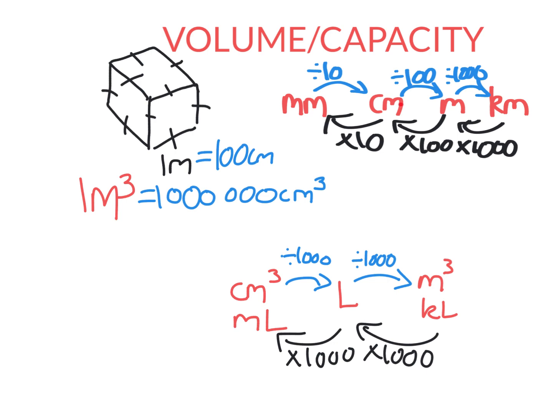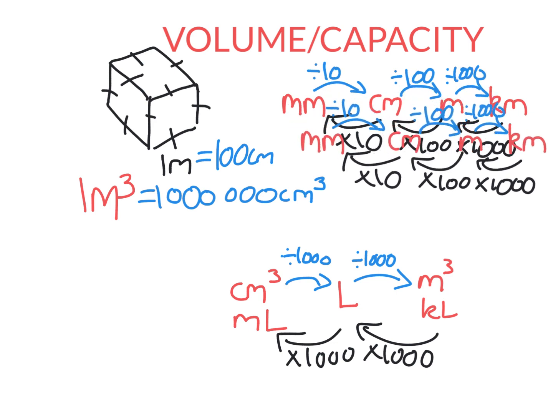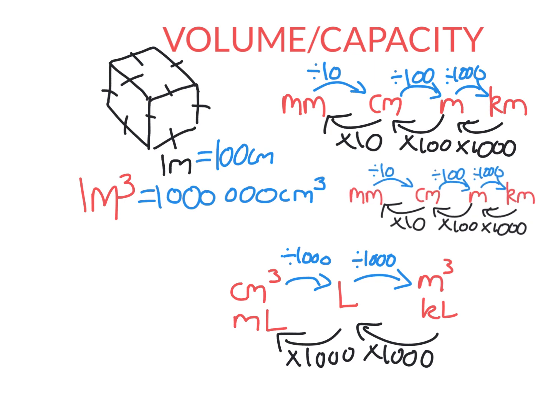Even though there are 100 centimeters in a meter, there are 100 cubed or 1 million centimeters cubed in a meter cubed. So when you are converting cubic units, much like when we were converting square units, you need to cube everything. So you need to cube all of these numbers that are called conversion factors. For example, there are 1,000 meters in a kilometer, but there are 1,000 cubed or 1 billion meters cubed in a kilometer cubed. So these are all units of volume.